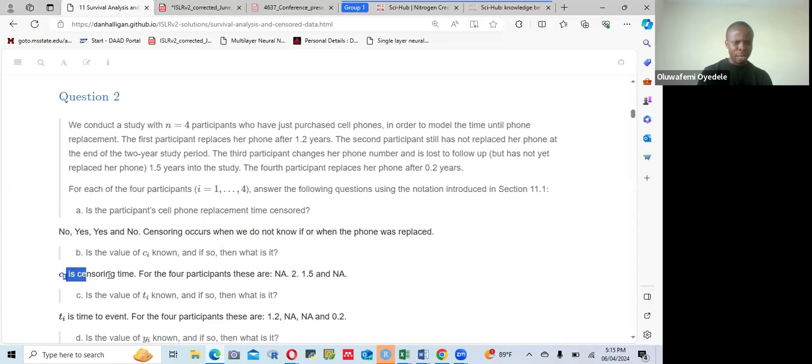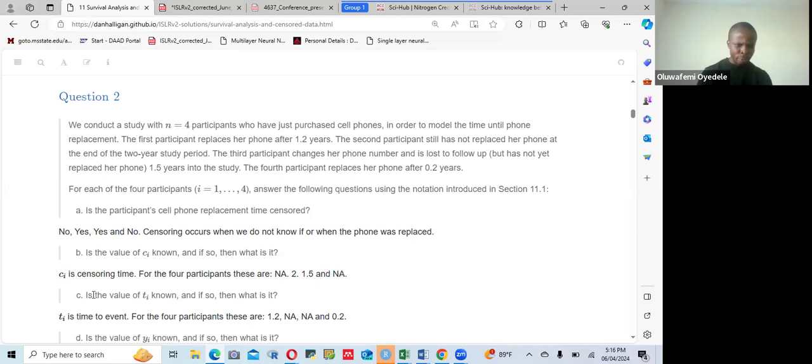So here we see that CI is a censoring time for the four participants. For the first participant, we don't know when the censoring is going to occur, so there we have NA. For the second participant, we have 2, okay? The third participant is between 1.5 years, one year and 5 months. The last participant, we don't know when censoring is going to occur, so there we have NA for the last.